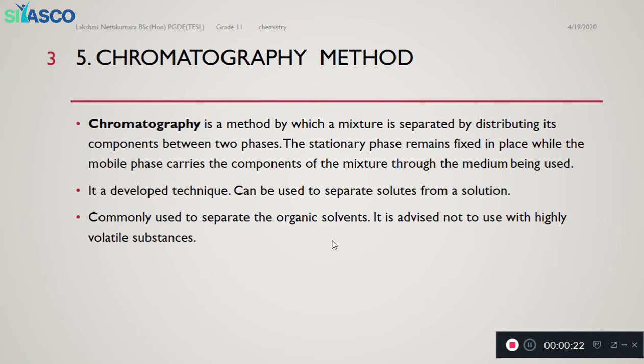Chromatography is a special technique that can be used to separate different components in a mixture. It is commonly used to separate constituents from organic compounds. The important requirement is that we should not take highly volatile compounds for this method.